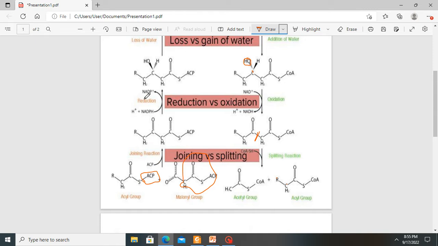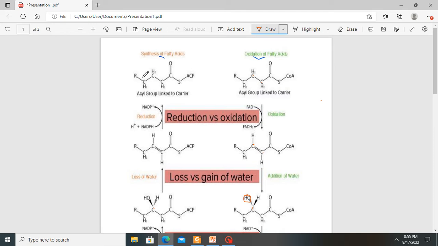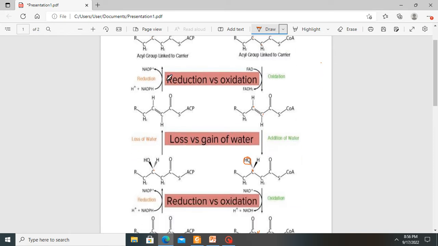The next step is reduction. So we reduce the ketone on the beta carbon to a hydroxy. Then we lose water from the beta carbon and the alpha carbon for us to get an alkene. Then we reduce again to have a straight chain. So this is just a simplified mechanism for the synthesis of fatty acid.